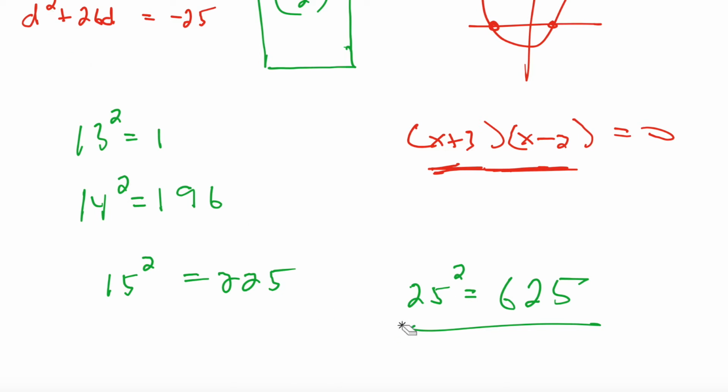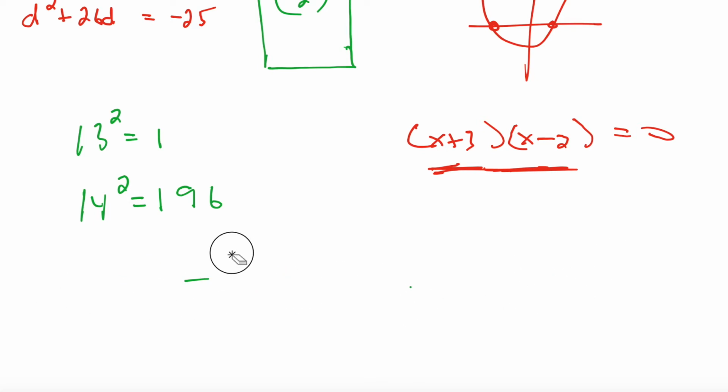Okay. I only know up to 12 squared. Well, now you know 13, 14, 15, and 25. These two kind of are easy. Yeah, I'll probably do those.